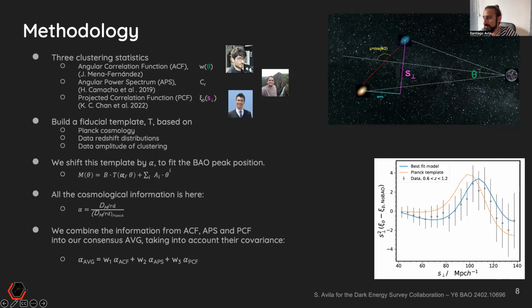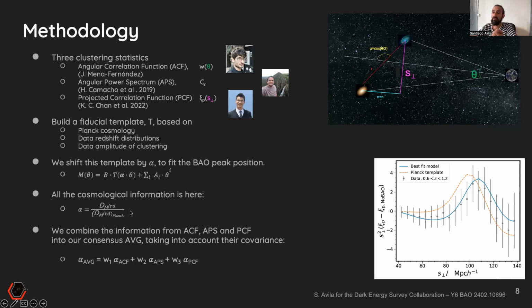So how do we do that? With this alpha factor. This alpha will move the template to the left or to the right. And then we include some extra parameters that we call broadband terms that basically take care of anything that doesn't look like a peak. So it's polynomial, and removes systematics and other things. So eventually all the information is in this alpha, so DM over rD, and then compared to the same ratio in Planck cosmology.